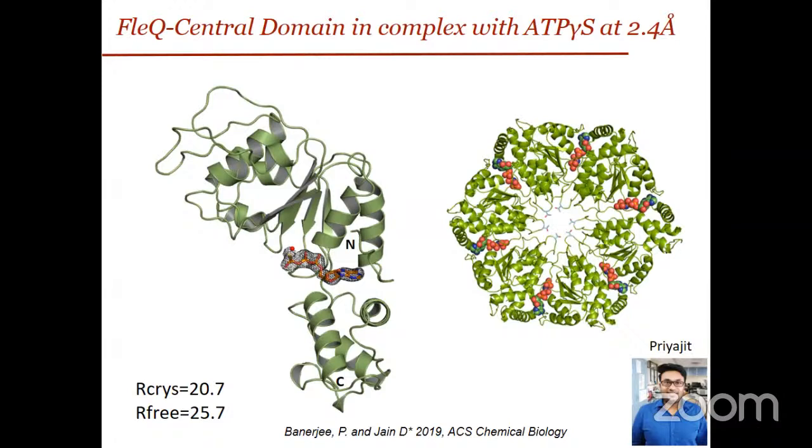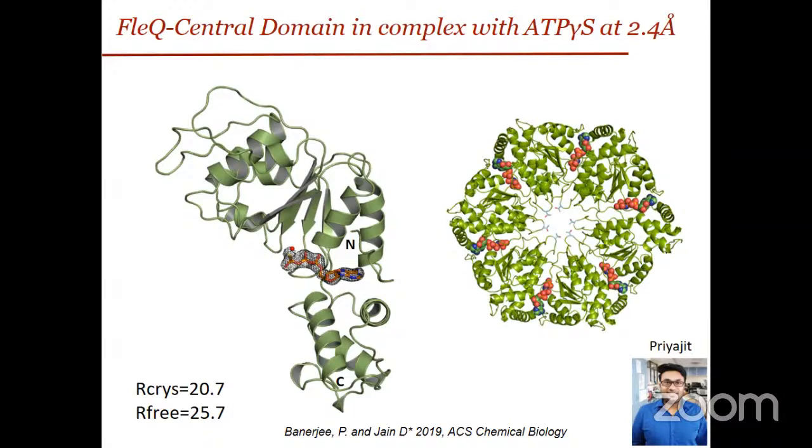We crystallized it in complex with ATP. We used non-hydrolyzable ATP so that we can capture the substrate-bound conformation and ATP is not hydrolyzed. Otherwise, if you use ATP as it is, you will get ADP and Pi. So this is a non-hydrolyzable analog of ATP, which mimics ATP. We see that the central domain is made up of two subdomains. There's an alpha-beta subdomain at the N-terminus and a C-terminus alpha helical subdomain. At the interface of these two subdomains is the ATP binding site.